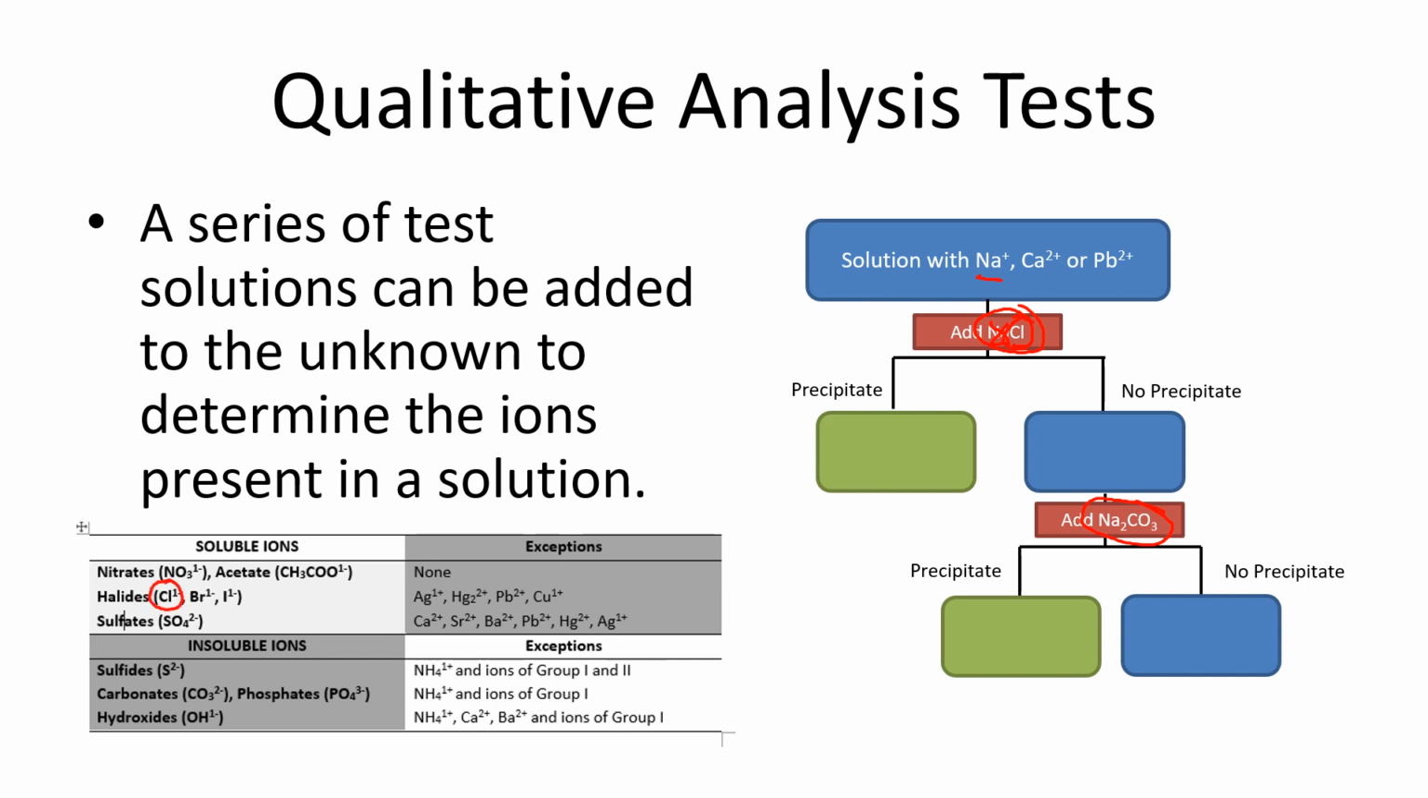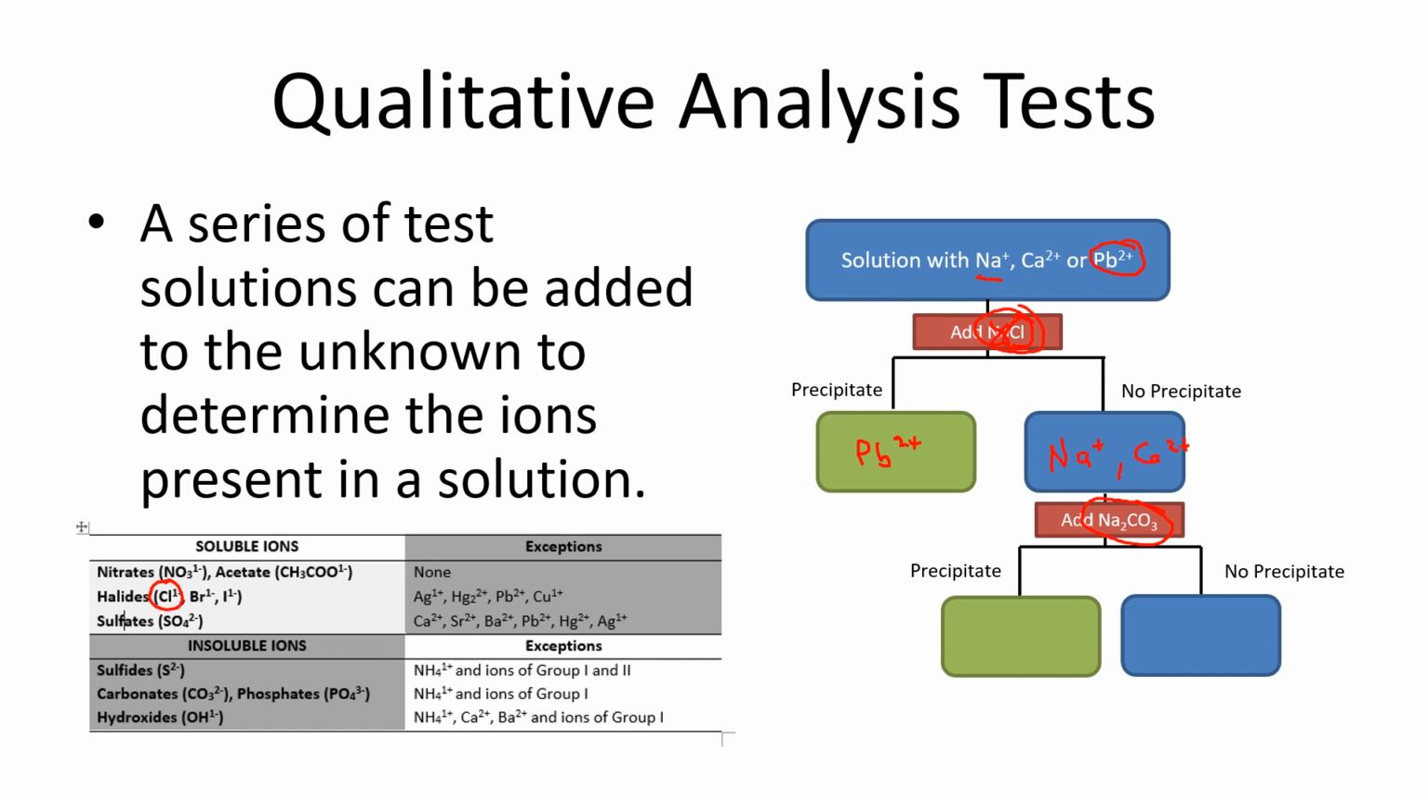Chloride doesn't precipitate with most things except silver, mercury 2, lead 2, and copper 1. So it will precipitate with this lead. So if it precipitates, you know you've got the lead in there. But if it doesn't precipitate, well, it must be one of these other two options, the sodium or the calcium.